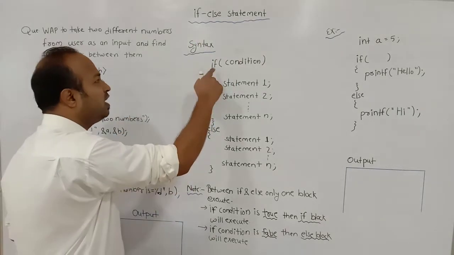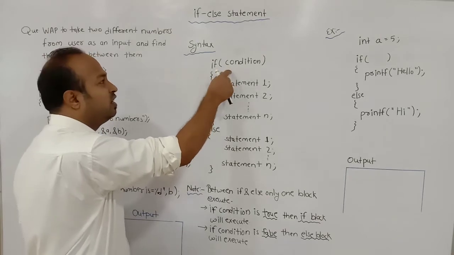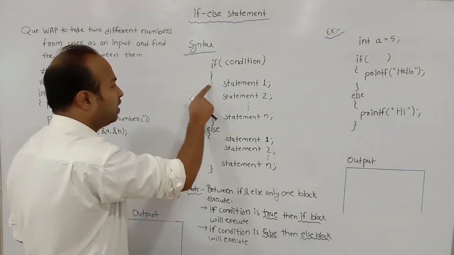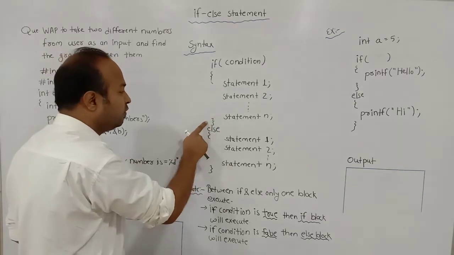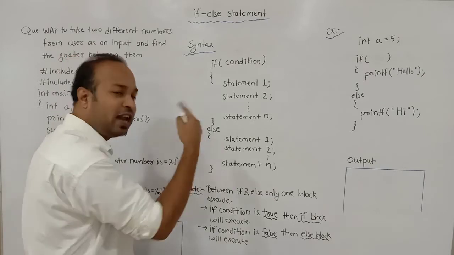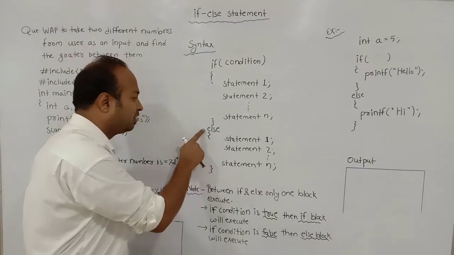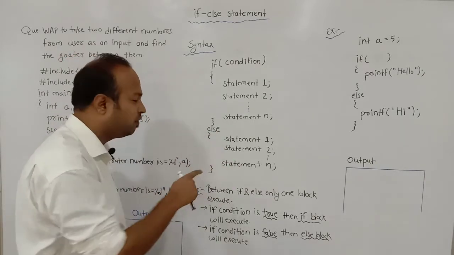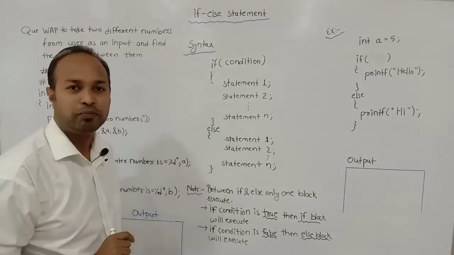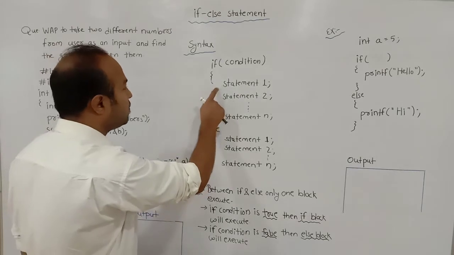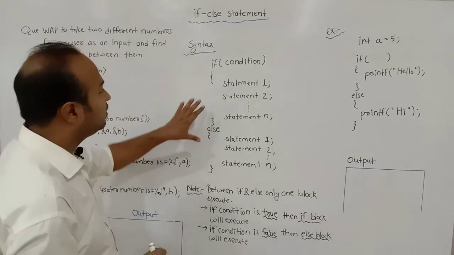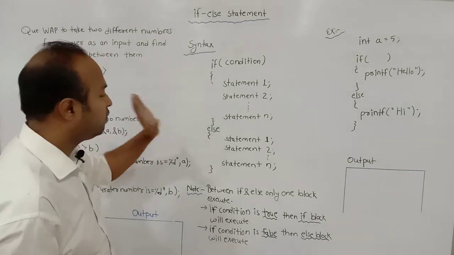First of all, we will write if, and within the round bracket we will write the condition. The if block starts with an open curly bracket and ends with a closing curly bracket. After if, in the next line we will write else, and else also starts with an open curly bracket and ends with a closing curly bracket. Within the if and within the else we can write the statements. So this is the basic syntax of if-else.